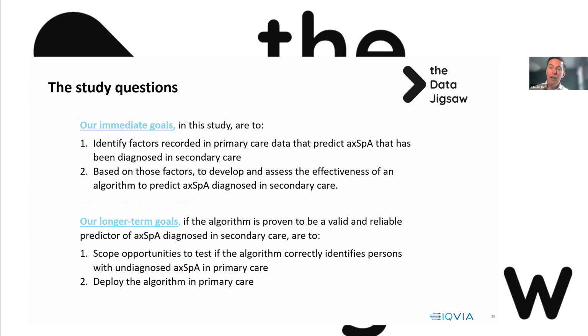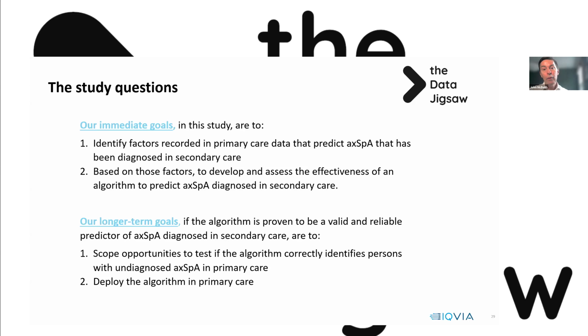Next slide. So in the Jigsaw study, we were interested in understanding primary care data to identify individuals who may be as yet undiagnosed with axial spondyloarthritis. But our immediate goals in this study were to identify factors recorded in primary care data that predict axial spondyloarthritis that's been diagnosed in secondary care. And this was to build a predictive model that we could validate in later stages of the study. We want to do that based on the factors that I've described, and we want to develop and assess the effectiveness of the algorithm to predict axial spondyloarthritis, as I said, diagnosed in secondary care.